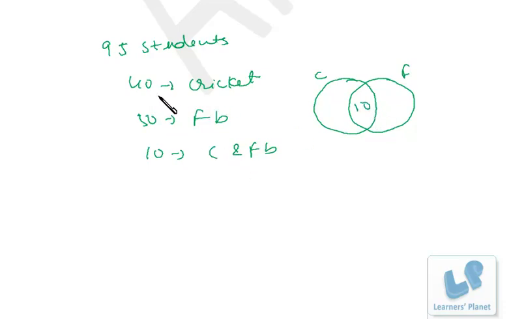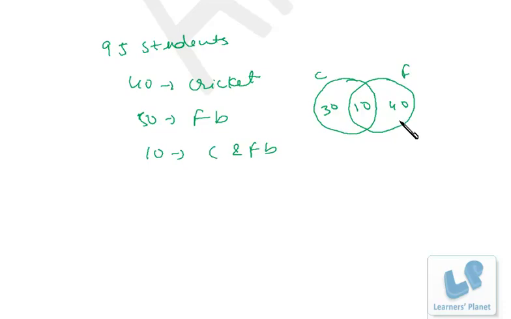After that, 40 people are playing cricket. That means the sum of this circle must be 40. 10 we already have here, so here we'll have 30. Similarly, the total of the football circle must be 50, right? 10 we already have here, so here it will be 40. Now you can answer various questions. How many people play only cricket? That's 30, only this portion. How many people play only football? Only this portion, that's 40.